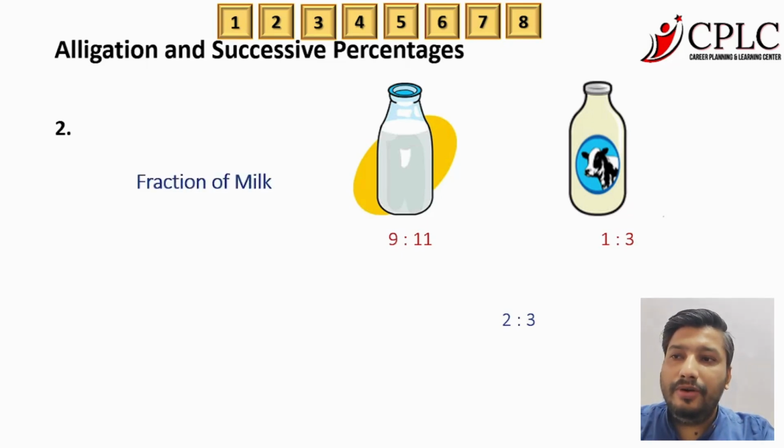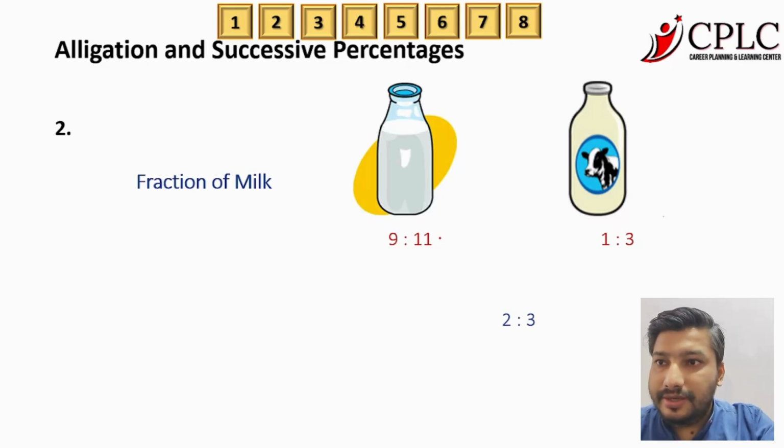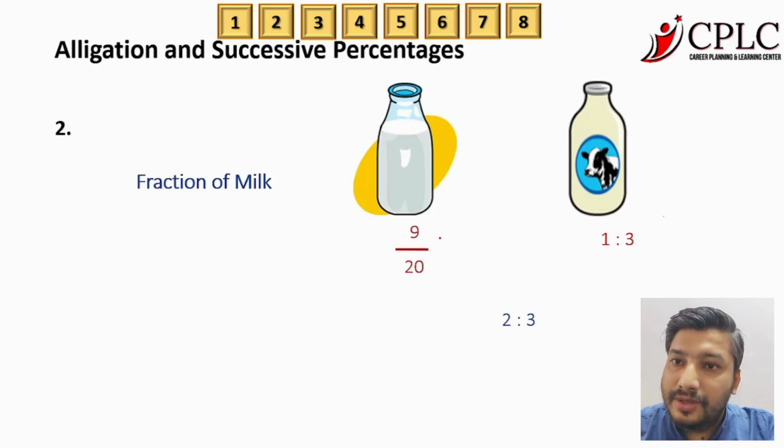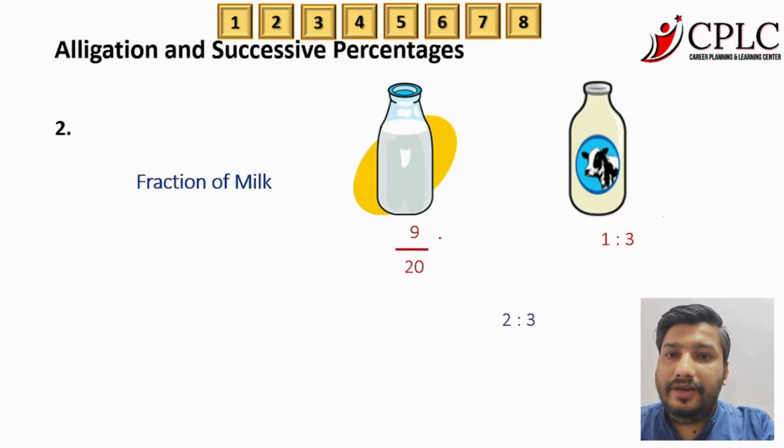So whenever you decide the component, the next part that you will have to do is you will have to select the fraction. Now whenever we talk about fraction, what exactly it means is that out of the total mixture, how much is that particular component available. So for example, we know that in the first vessel the ratio of milk and water is basically 9:11, which means that there are 9 parts of milk and 11 parts of water. That means the total mixture is 20 parts, and out of which 9 parts is milk basically. So the fraction for milk becomes 9/20.